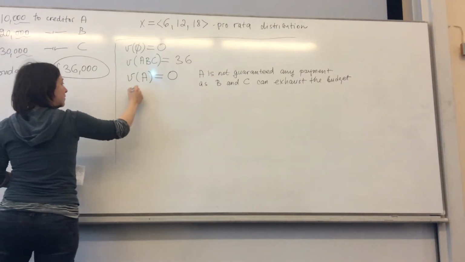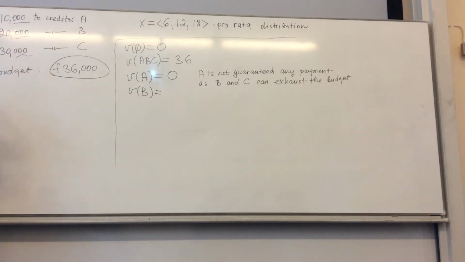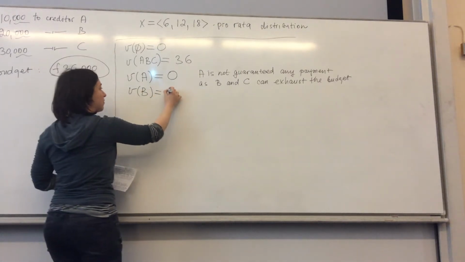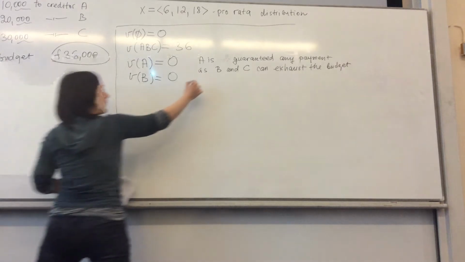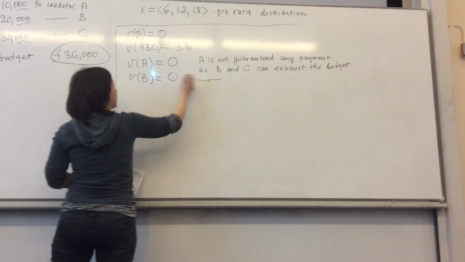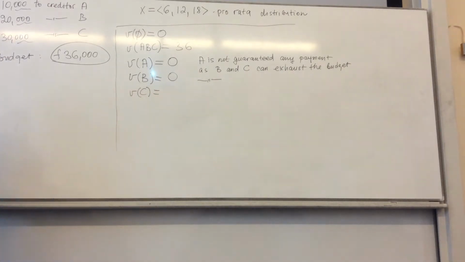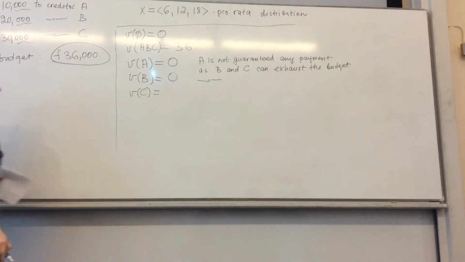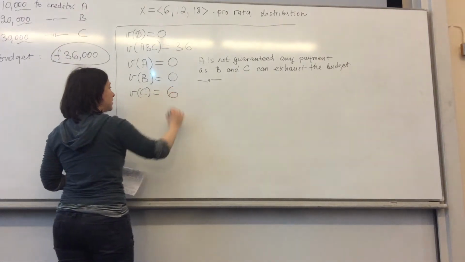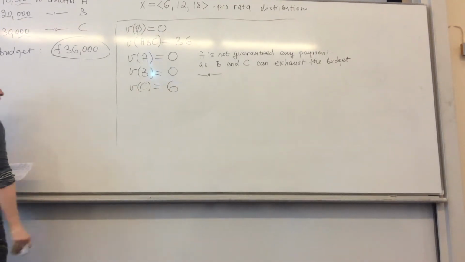Same for B, right? A and C together have 40,000 pounds, so it eats the whole budget. So creditor B also can hope for nothing, while for C it's already not the case, because A and B together would only take 30,000, and then there are 6,000 left, and he is guaranteed this payment on his own without cooperating with other creditors.